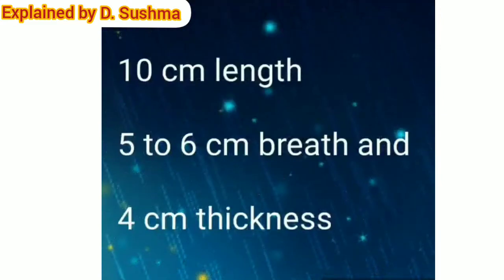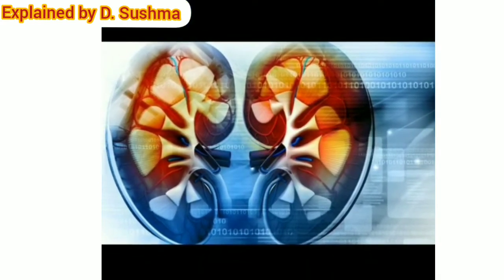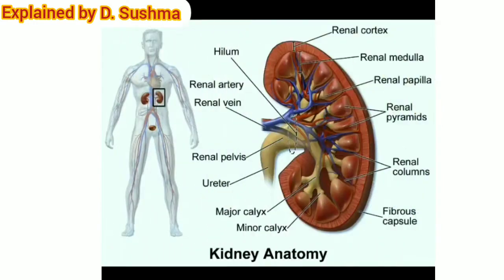The size of the kidney is 10 cm in length, 5 to 6 cm in breadth, and 4 cm in thickness. The position of the right kidney is lower than the left kidney due to the pressure of the liver above.